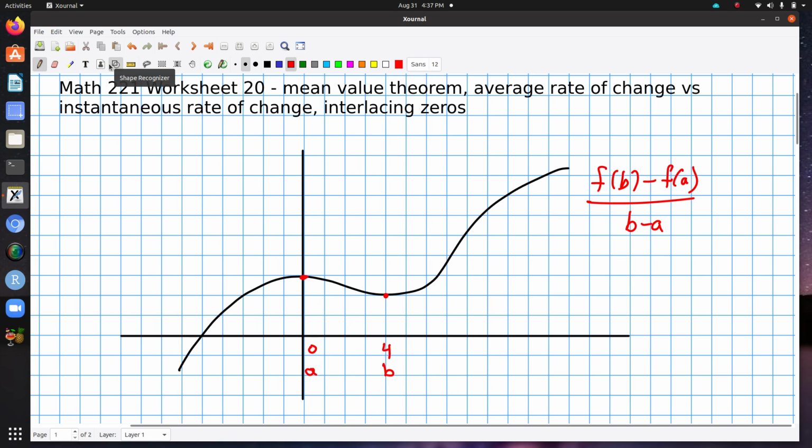All right, then you're going to say, f of b is 2, f of a is 3, b is 4, a is 0, so it's going to be negative 1/4. So if you think about this, this is what your tangent line, your secant line rather, is going to look like.